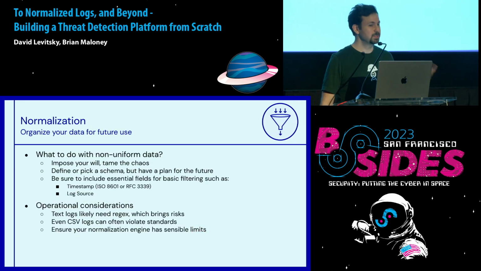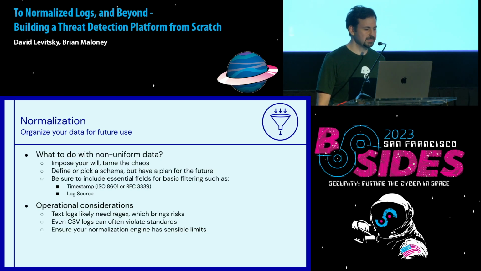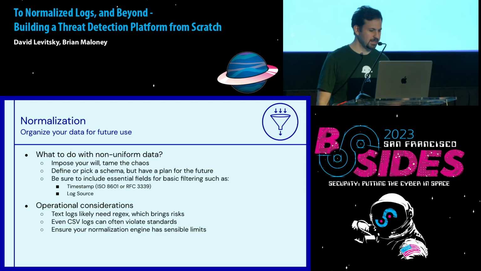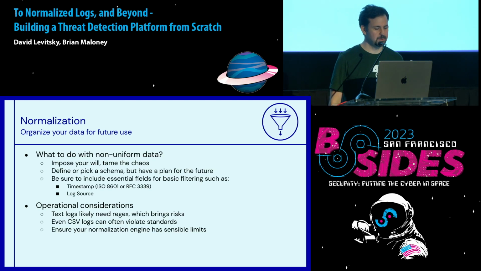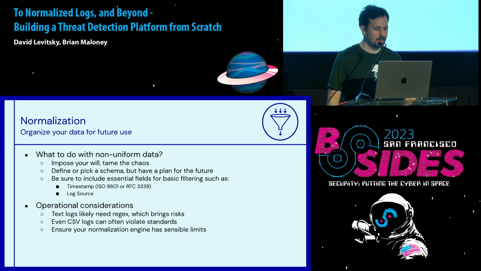So once you've got that data into your system, you want to normalize it. Why do you normalize? Because you need to be able to do efficient queries on that data. But in order to do that, you're going to have to pick some kind of schema. You're going to want to make sure that you have the essential pieces of data that you need, and you're going to need to track things like timestamps and log sources. And then, of course, you're going to have to think about what goes into your normalization as well.